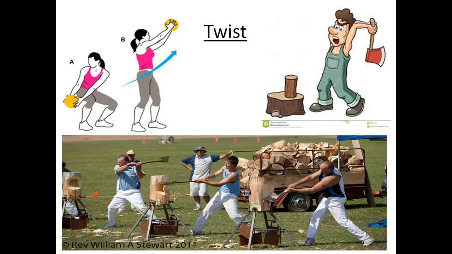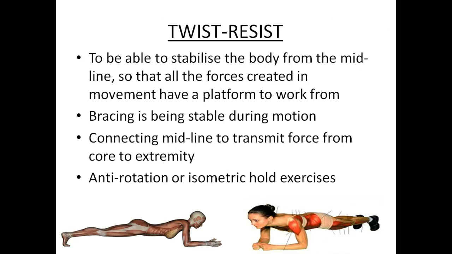So here we are, examples of twisting with a medicine ball, with an axe, and there's some guys chopping as fast as they can in a competition. Okay, here we go now on to twist resist. We've just had the twisting, which is the lifting and chopping, and now we've got the twist resist, which is stabilizing those forces and being able to brace, holding ourselves in a strong position so that we can connect the midline and transmit that force to the extremity. So it's anti-rotation or isometric holding.